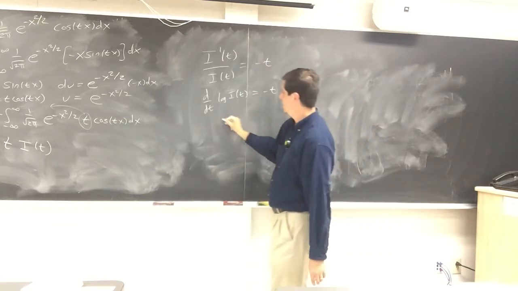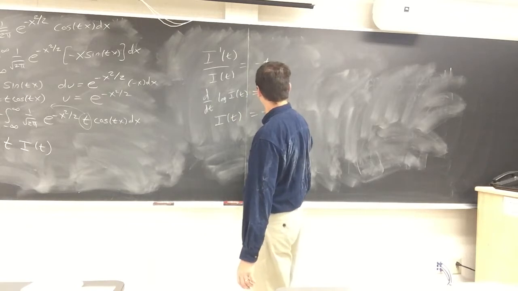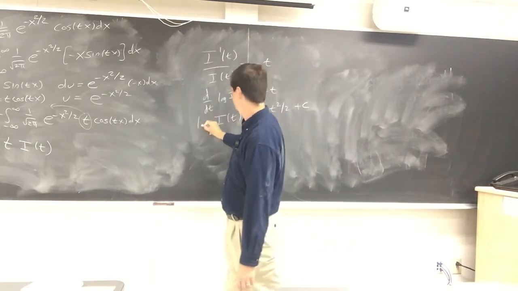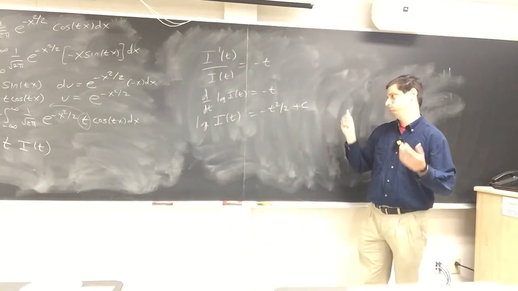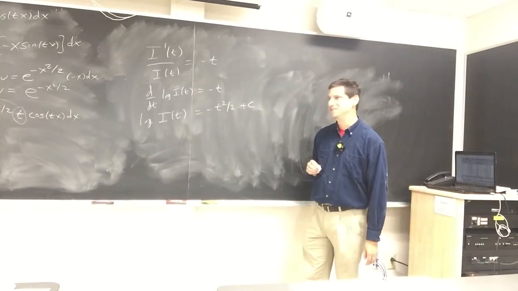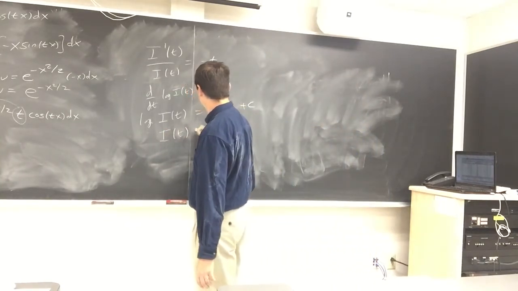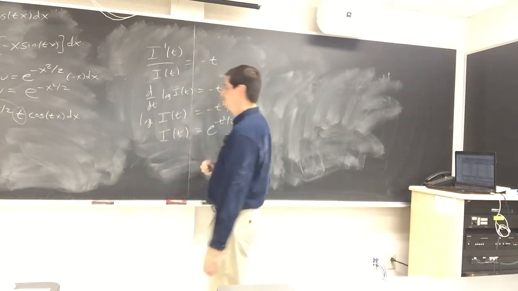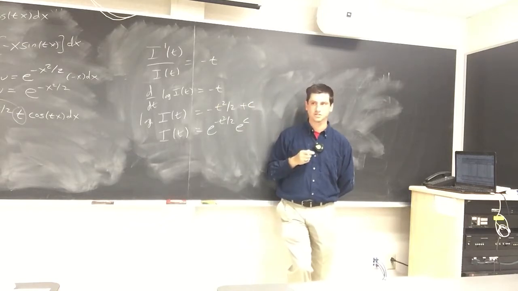Because the derivative of the log is 1 over I of t times I prime of t. So when I integrate, I get the log of I of t is negative t squared over 2 plus a constant. If the log of I of t is this, then I of t is going to be e to the negative t squared over 2 times e to the c. All we have to do is figure out what that constant c is. How should we figure out what that constant is?